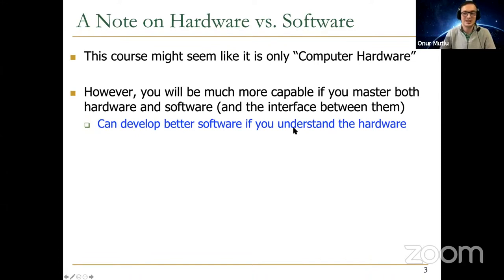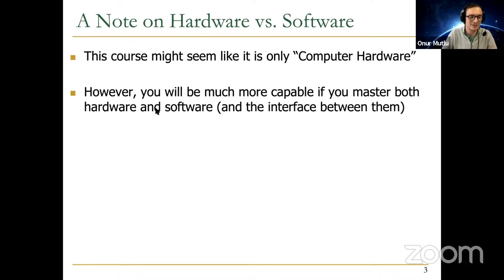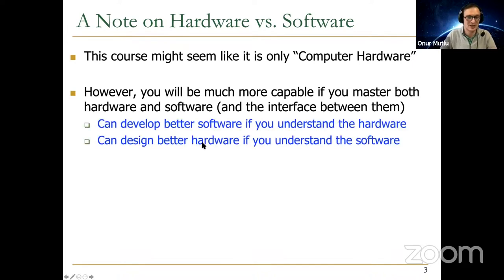So even if you're going to be a software engineer in the future, whenever you write a program that needs to perform well, you'll have to understand what's going on in hardware, as we've discussed before. And whenever you have problems, certainly you'll need to understand what's going on. And you can design better hardware if you understand software also. Basically, it goes both ways, essentially.